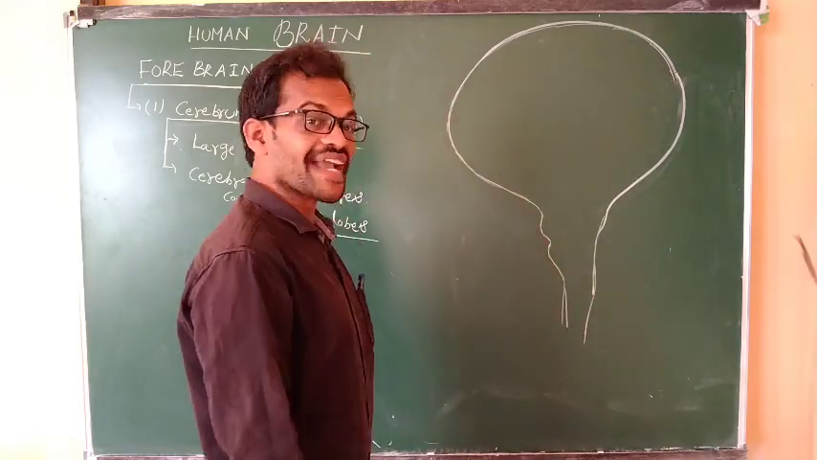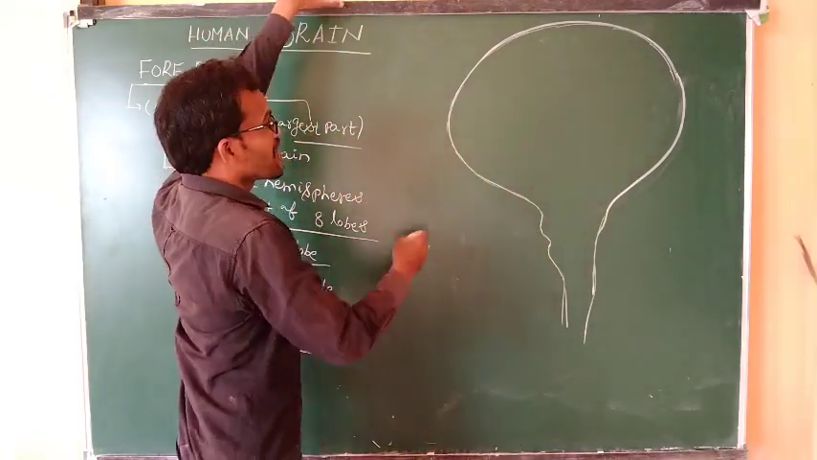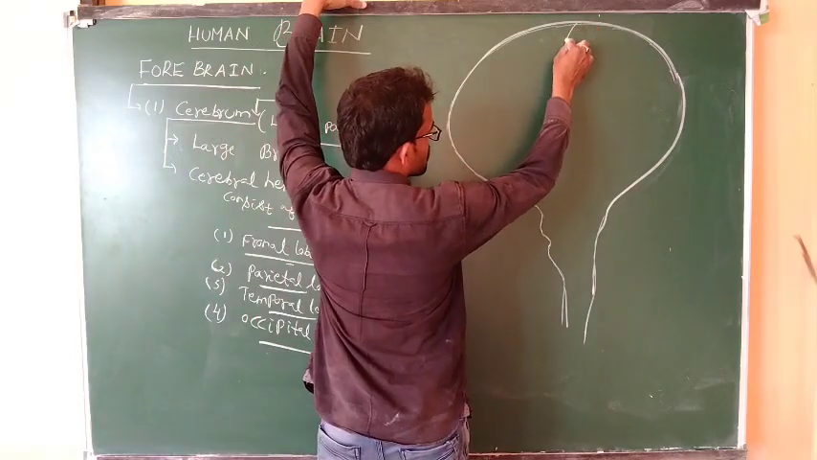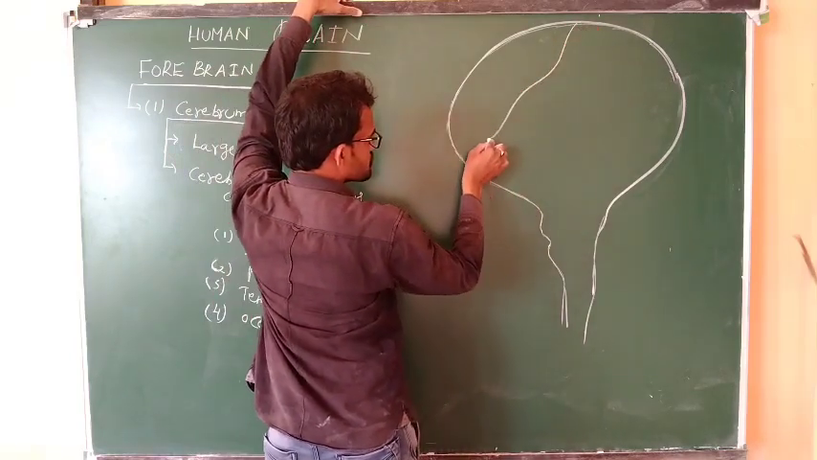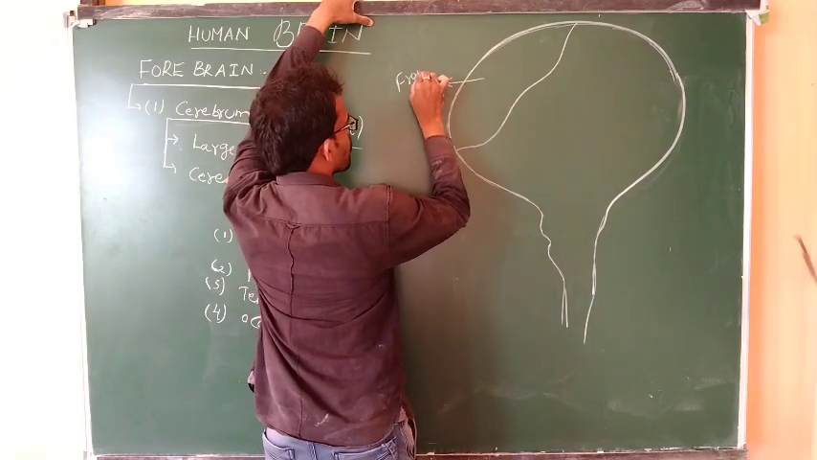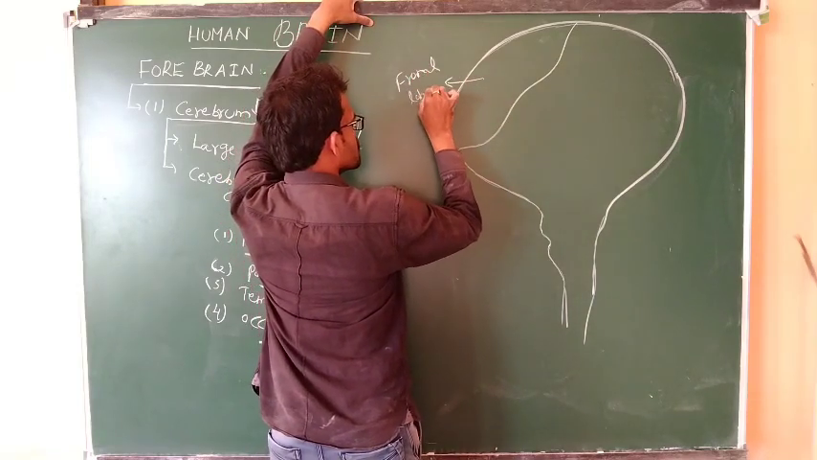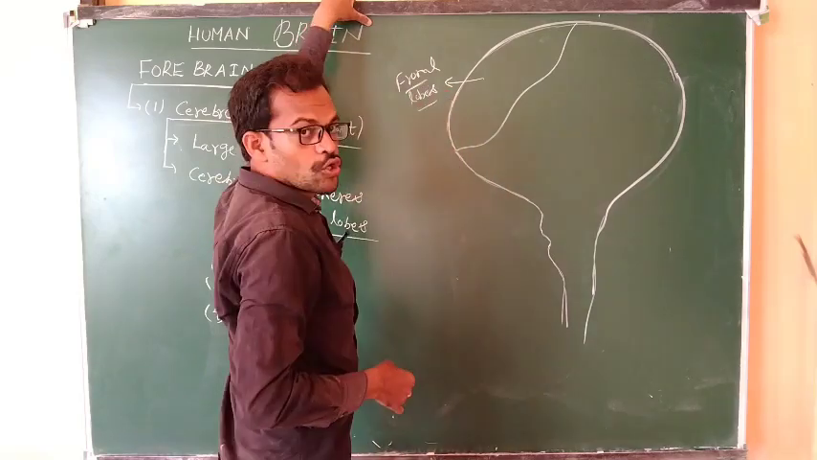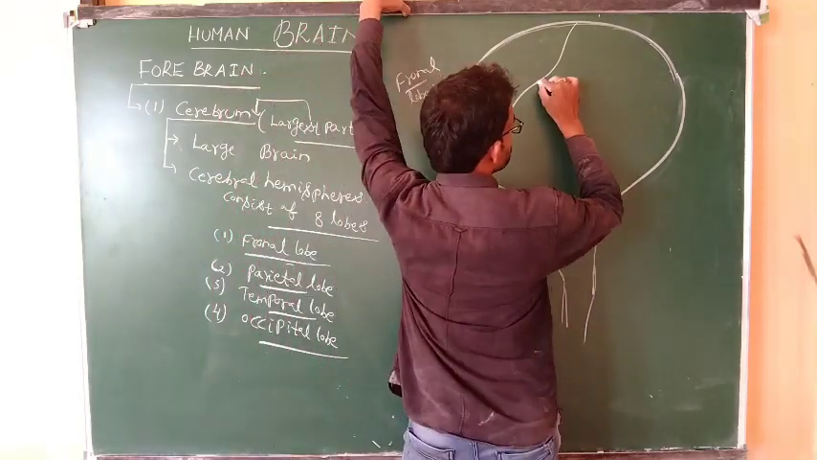The brain consists of 8 lobes. What is the first lobe? Frontal lobes. The next lobe.